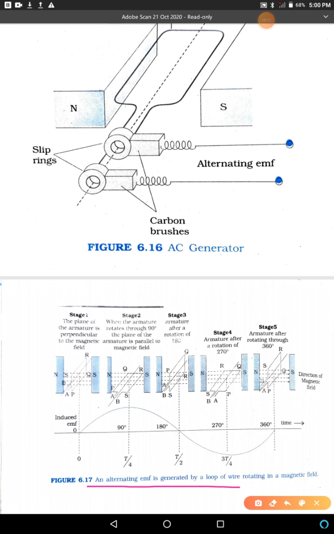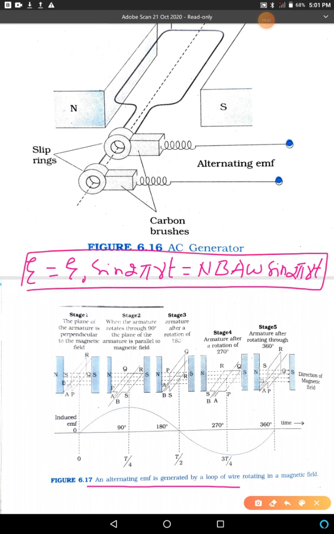What was the expression for EMF? Epsilon was equal to epsilon naught sin 2 pi mu t. What is epsilon naught? Epsilon naught is NBA omega. So this is the expression for instantaneous EMF, an alternating EMF generated by a loop. A loop means a coil. This coil is called a loop, or armature, it is also called armature.